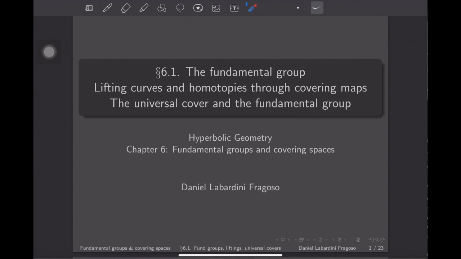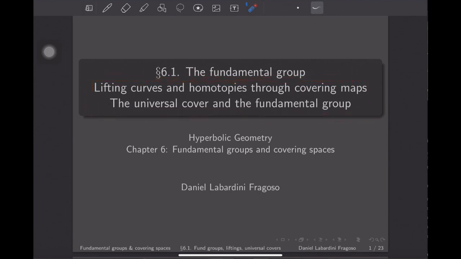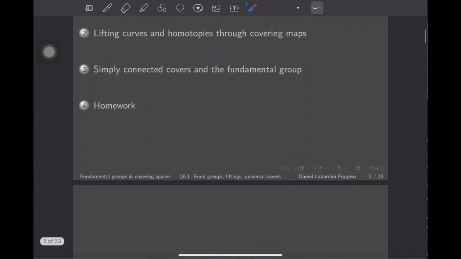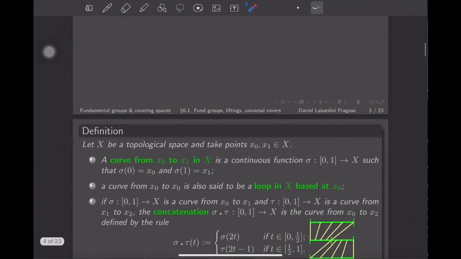Okay, so today we are going to introduce the fundamental group, and then in the next lecture we are going to see the relation between the fundamental group and the simply connected covers of a space. So today's lecture is going to be somewhat short.